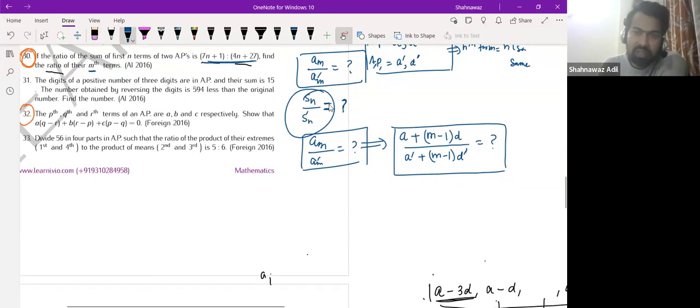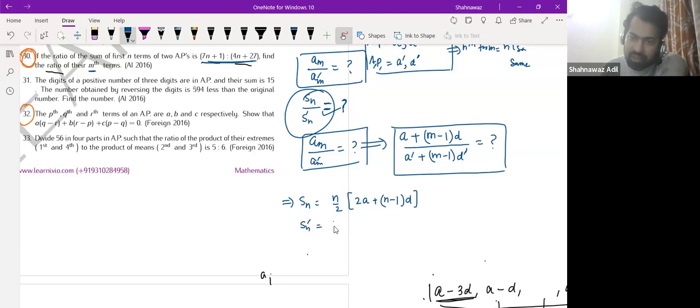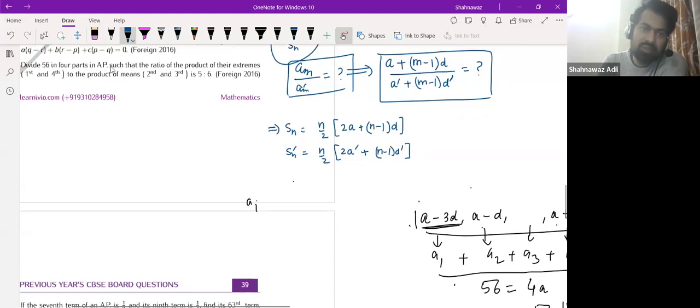First, we have to write all the information available. So this thing is given, right? What is Sn? Sn is n by 2 into 2a plus n minus 1 into d. So this is the first piece of information. What is Sn prime? This is n by 2 again, 2a prime plus n minus 1 into d prime. Right, this is the thing that we know. And what would be the ratio of these two things?